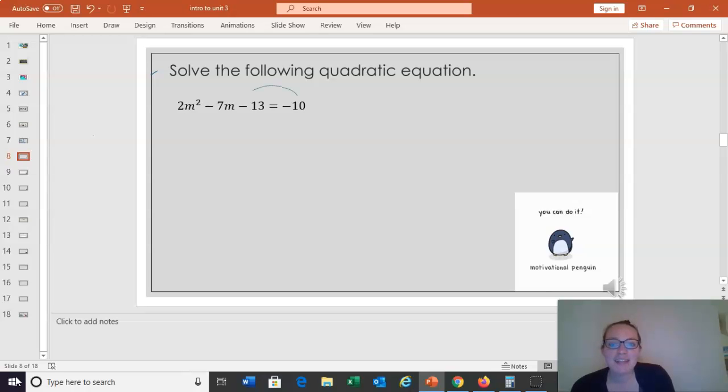So we're gonna get everything on the left-hand side. We're gonna add the 10. So you'll end up, instead of -13, we're gonna have -3. So we're just rearranging this a little bit to get everything on the left-hand side.